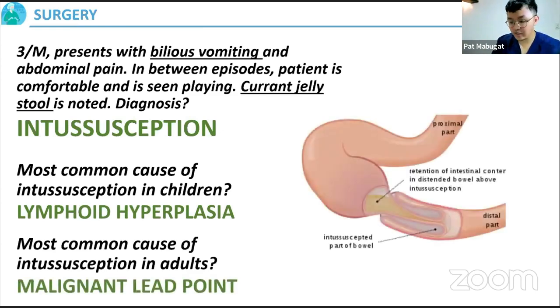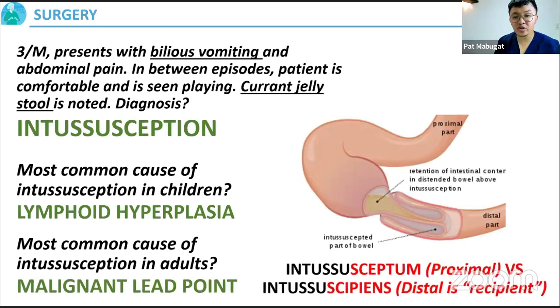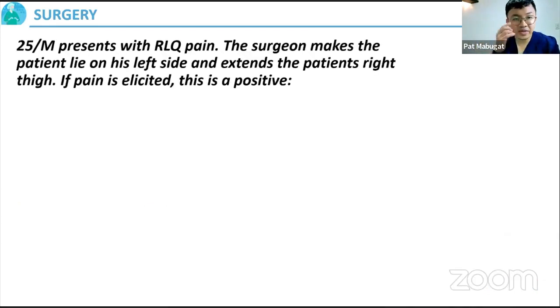I just want you to memorize also intussusceptum versus intussuscipiens. The intussusceptum is proximal, the intussuscipiens is distal. The intussuscipiens is the recipient. The proximal one is going to go in, right? So again, intussusceptum is proximal, intussuscipiens is the recipient, distal.